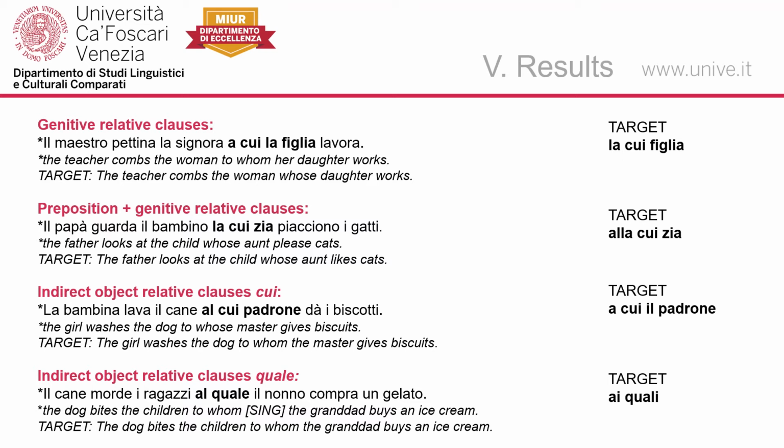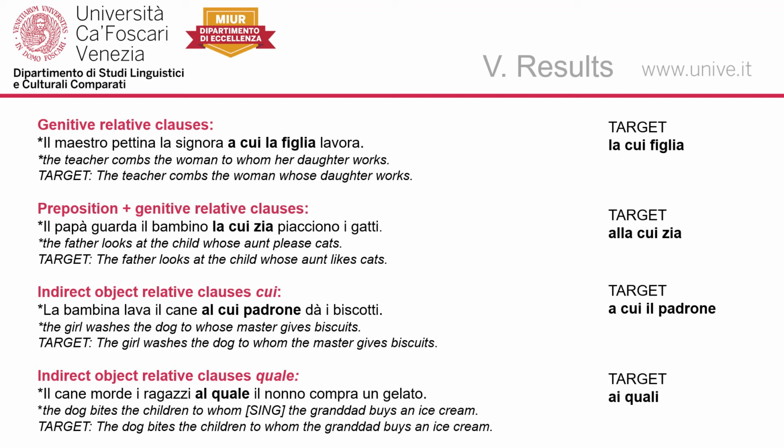As for indirect object relatives, some of our students produced a genitive relative clause introduced by a preposition, as in "la bambina lava il cane al cui padrone dà i biscotti", instead of "la bambina lava il cane a cui il padrone dà i biscotti". Those participants are able to produce a genitive relative with a preposition, but they cannot comprehend the function of a phrase like "al cui padrone".